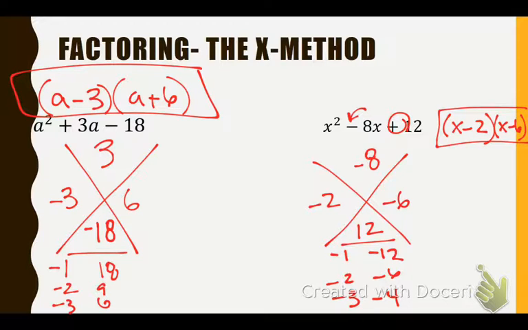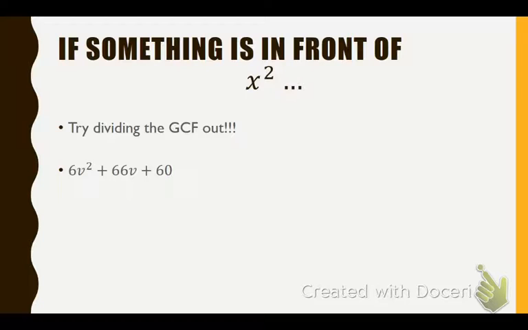All right, so we're going to move on to something else. I want you to write this down. If something is in front of x squared, try dividing the GCF out. Can somebody tell me what GCF stands for? Greatest common factor. Greatest meaning the biggest, common meaning what they have in common, and factor meaning a number they're both divisible by. So the biggest number all three are divisible by.